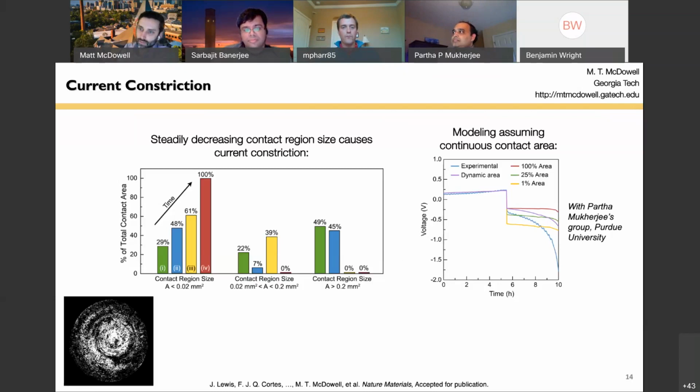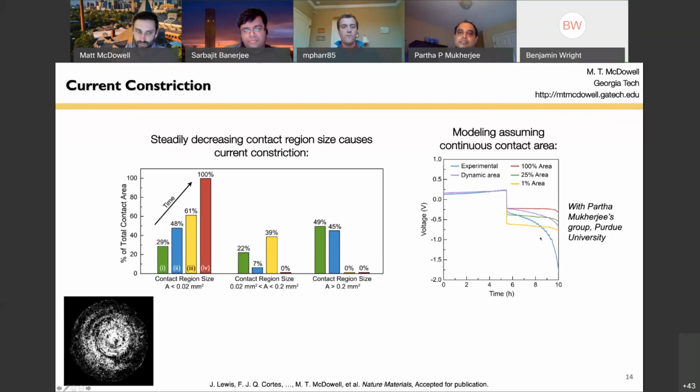And so because of that, even when you go to 1% area or this dynamic area, which is a little different, we're just artificially changing the overall area, but it's still a continuous area. And we show that even if we artificially change to very low areas, we still can't match the experiment.